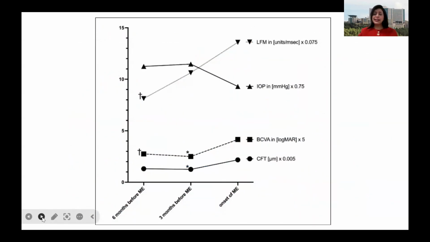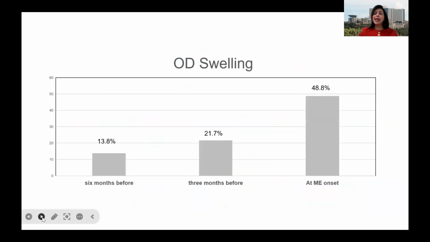And it was noted in this study that the eyes had a progressive increase in the flare meter measurements in the period of 6 months before the onset of macular edema, indicating worsening inflammation before the diagnosis of macular edema. And this was reflected also by a drop in the IOP, by worsening in the best-corrected visual acuity, and by an increase in the occurrence of optic disc swelling, where at the time of macular edema onset, it was observed in about half of the eyes.